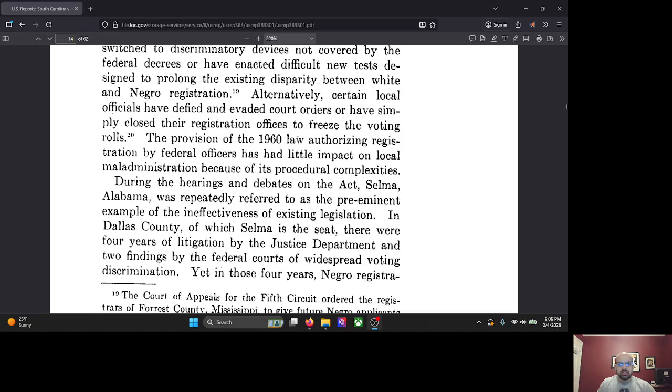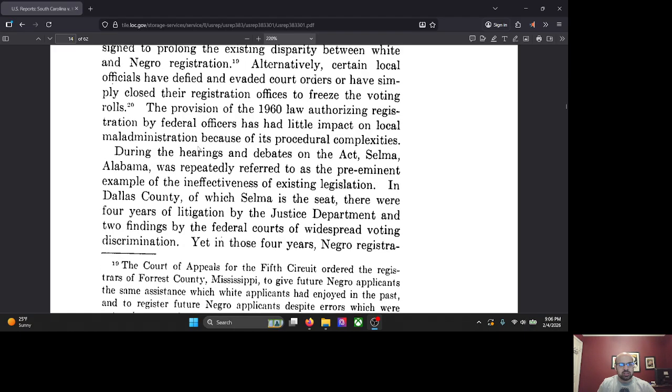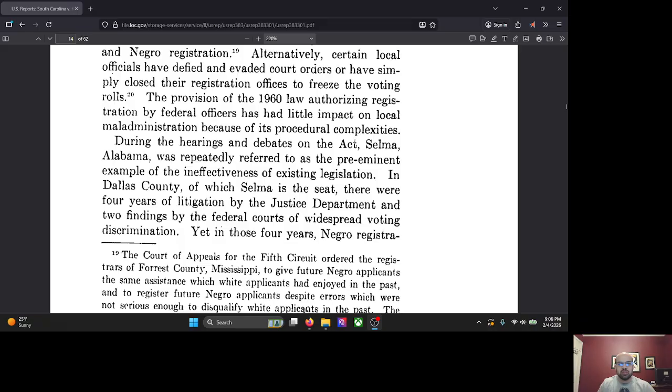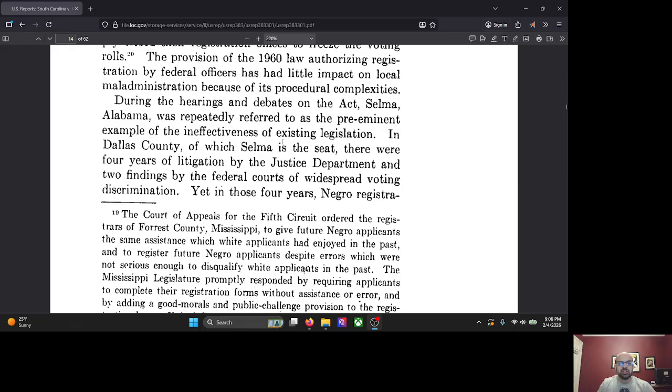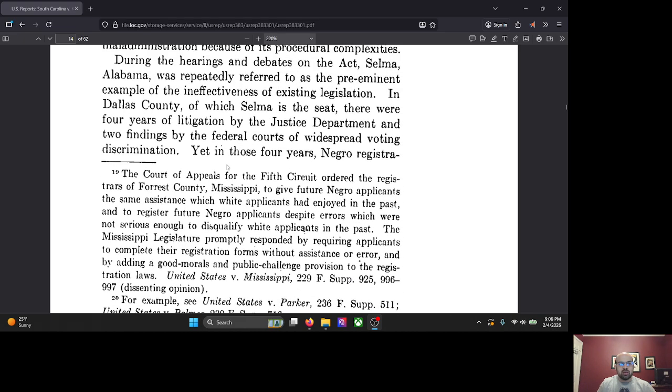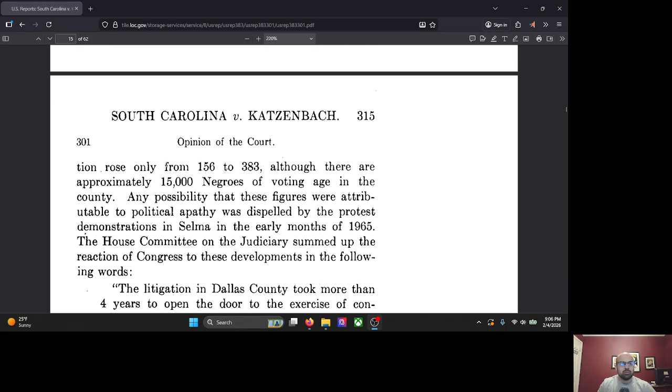The provision of the 1960 law authorizing registration by federal officers has had little impact on local maladministration because of its procedural complexities. During the hearings and debates on the Act, Selma, Alabama was repeatedly referred to as the preeminent example of the ineffectiveness of existing legislation. In Dallas County, of which Selma is the seat, there were 4 years of litigation by the Justice Department and 2 findings by the federal courts of widespread voting discrimination. Yet, in those 4 years, African American registration rose only from 156 to 383, although there are approximately 15,000 African Americans of voting age in the county.